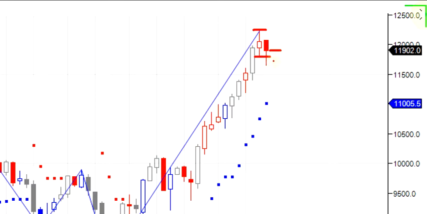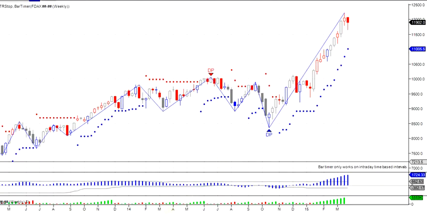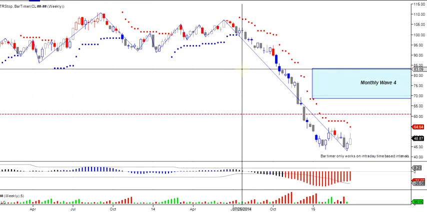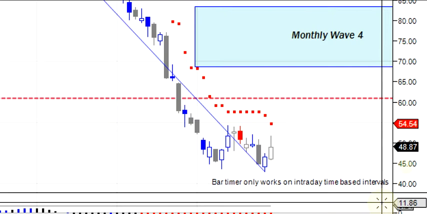In other words, this is just a pullback in a trend that is continuing to the upside. So this would be a bad entry if you were shorting the DAX, okay? And that's what I wanted to try to stay engaged with on GLD, because I think that's a good learning example. Now we've got oil here.